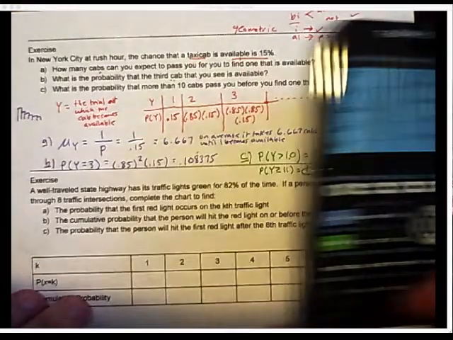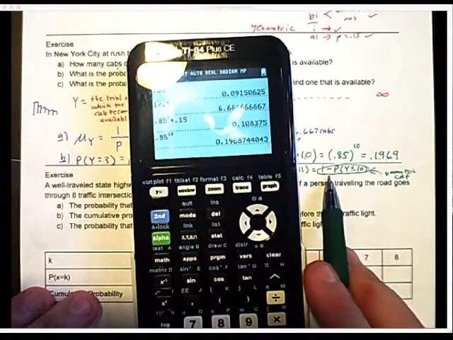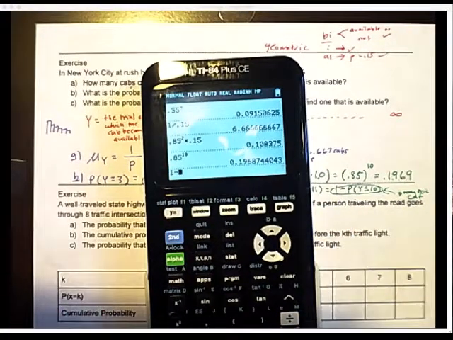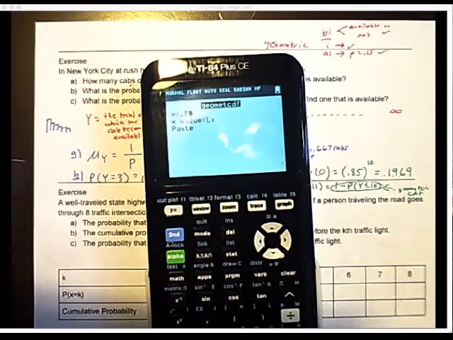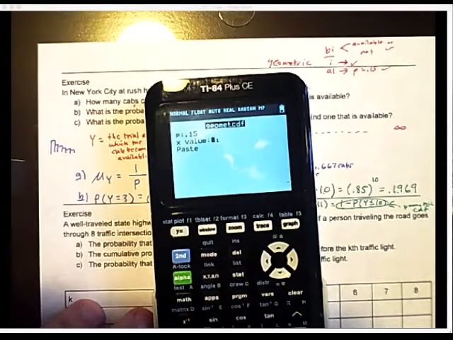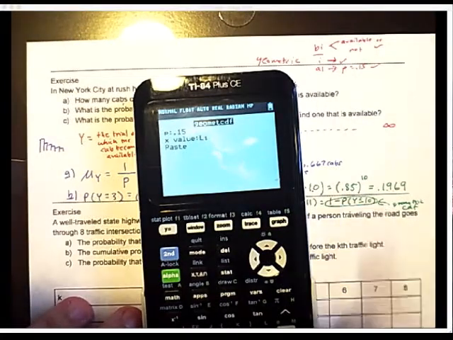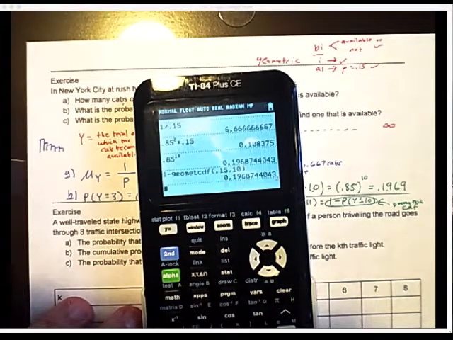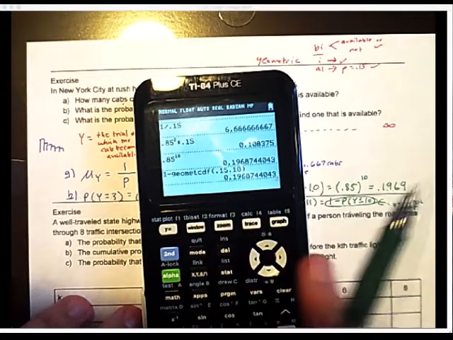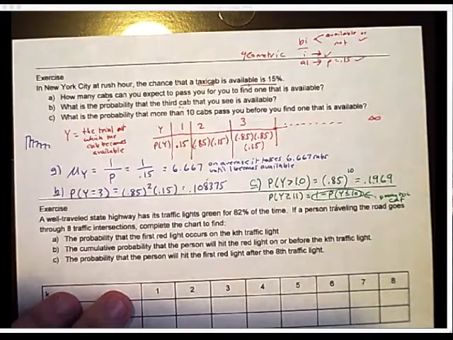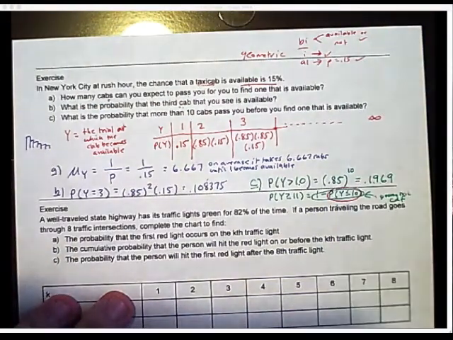Now, just to verify that that's the correct answer, we could do it this way. I could go 1 minus geometric CDF. Okay, chance of success is 0.15, sorry. Okay. The x value that I care about there is 10. Notice, exactly the same number, 0.1969. So this part is adding up the first 10 bars on the geometric histogram, but we want the right tail. So we have to subtract that total from 1.